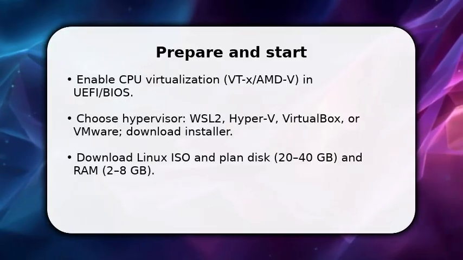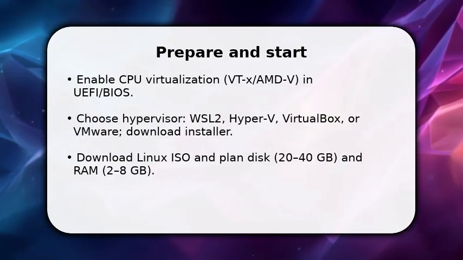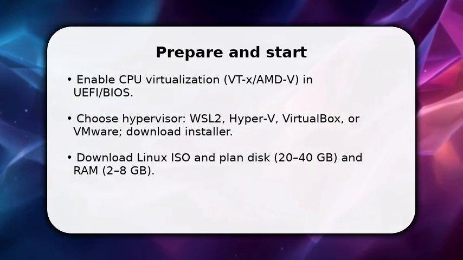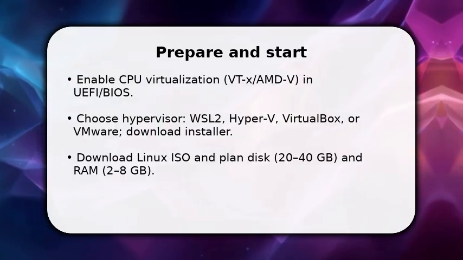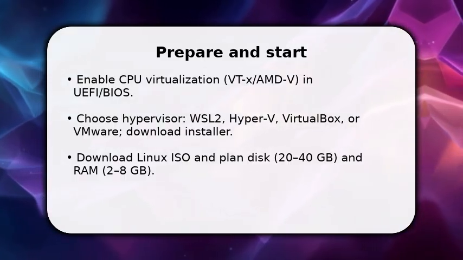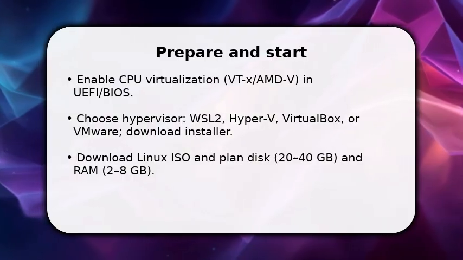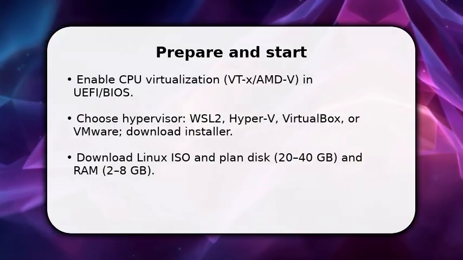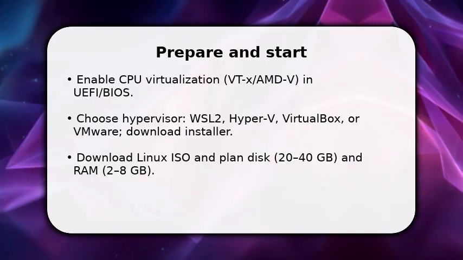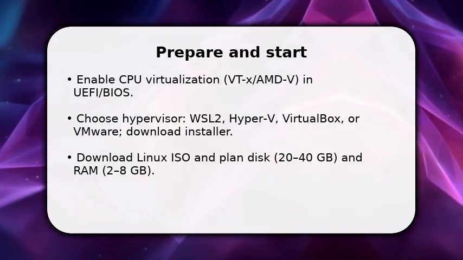You begin by preparing the host. Enable virtualization in UEFI so the VM can use hardware acceleration. Next, pick a hypervisor: WSL2 for lightweight use, Hyper-V for built-in, or VirtualBox/VMware for flexibility, and install it. Once done, download the Linux ISO for your distribution and decide resources.